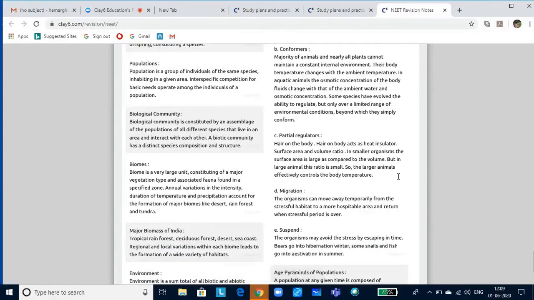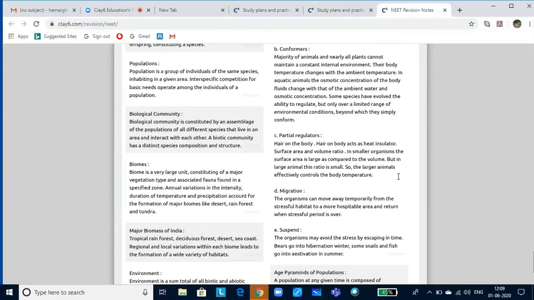Partial regulators. Partial regulators will be able to partially regulate the temperature by having certain adaptations on their body. For example, hair on the body acts as a heat insulator. Again, surface area to volume ratio. In smaller organisms, the surface area is quite large as compared to the volume, but in large animals, the ratio is small. So large animals effectively control the body temperature.